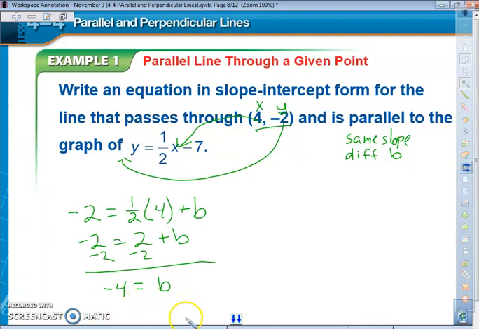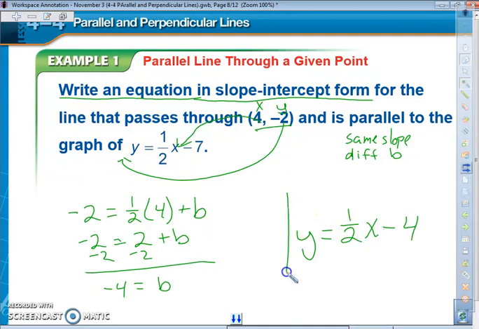Don't leave it like that. That is one of the biggest mistakes people make, is they leave it b equals negative 4. It says write an equation. While that is an equation, it's not in slope-intercept form. Y equals 1/2 x minus 4. That is our final answer on this problem. If you were to graph this on your calculator, you would see that it goes through 4, negative 2.